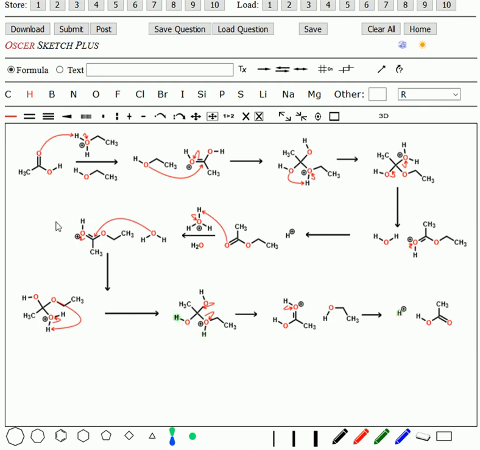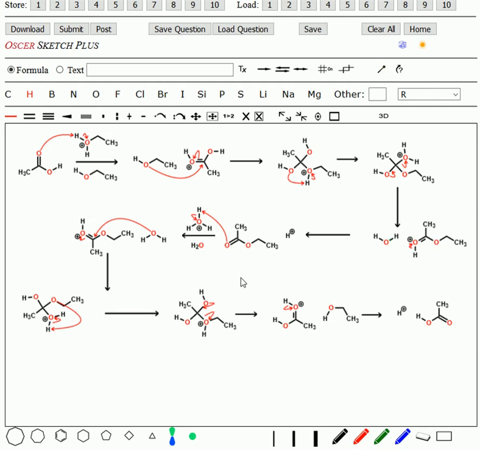So let's go through the sequence again. Acetic acid in protonated ethanol. We protonate the acetic acid. We attack with the alcohol. We get our tetrahedral intermediate. We do a proton transfer. We get back now a protonated ester. Lose the proton. We've got our ester.